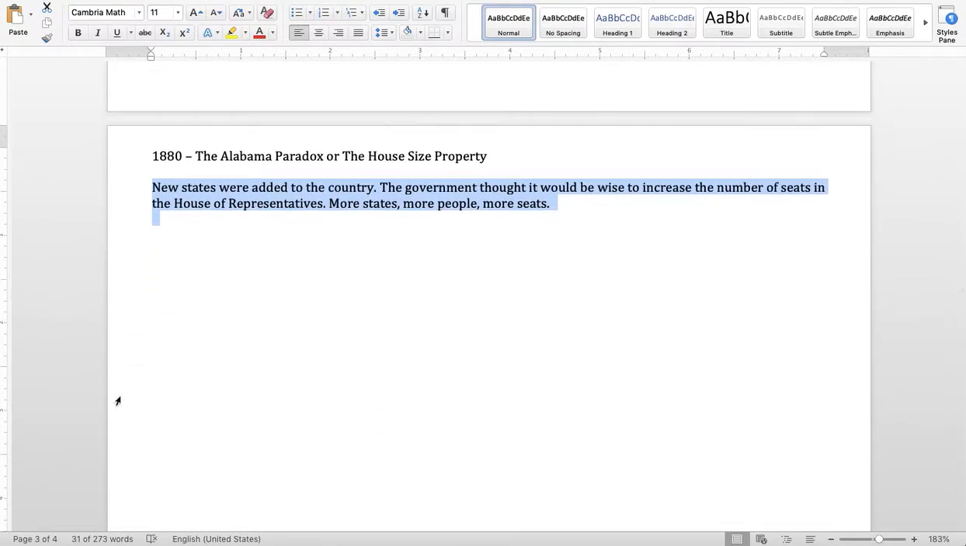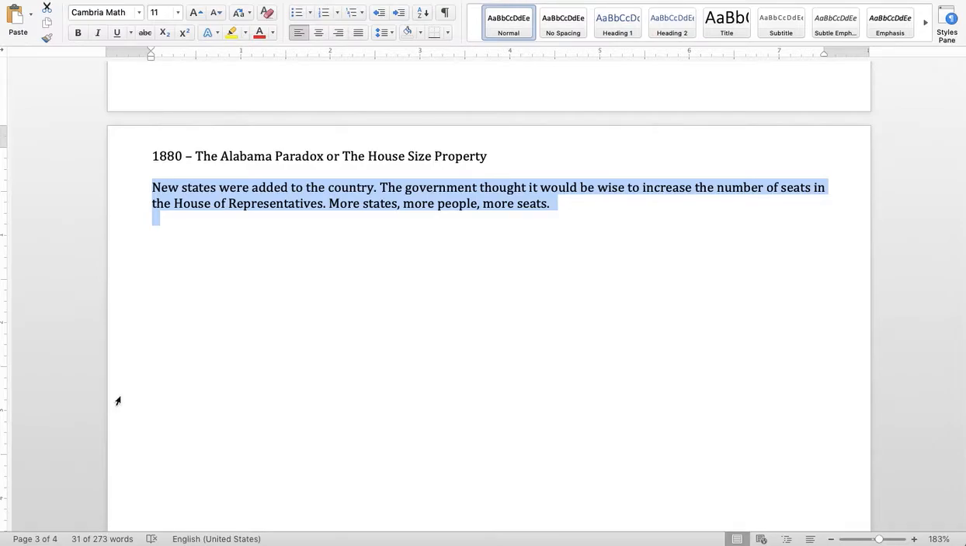Now, in the history of the apportionments, 1880, we have what's called the Alabama paradox. The country is expanding, new states are being added. The government said, let's increase our house size. So what happened was the house size was changing. We wanted to add more seats. All of a sudden, running the numbers, Alabama ended up with less. There's more stuff to give out, but you get less as a result.